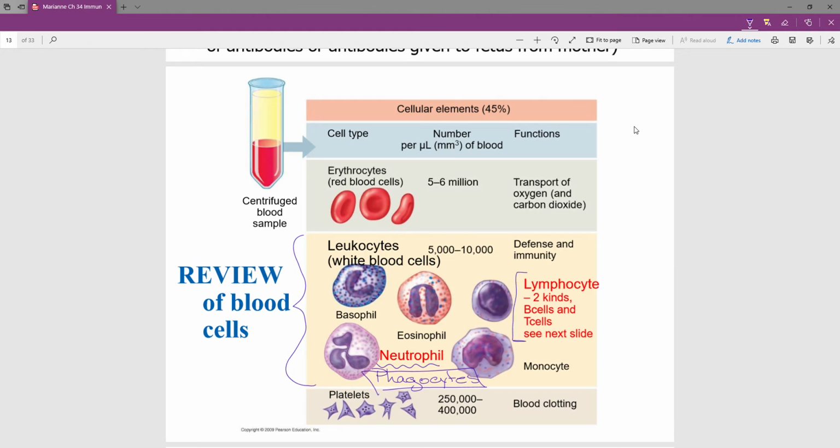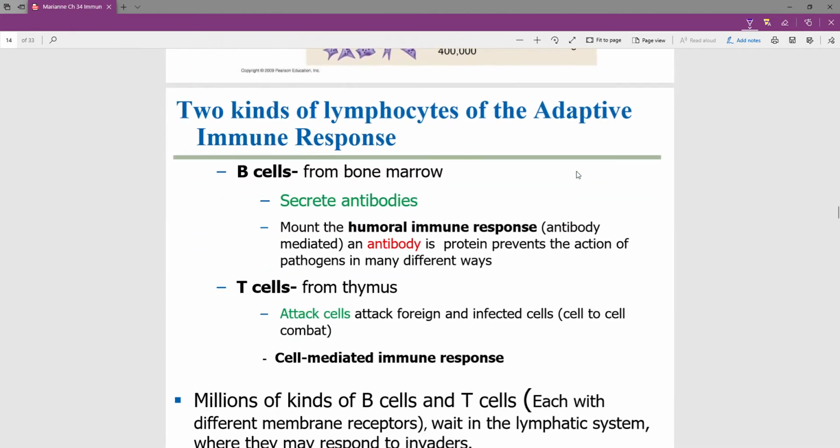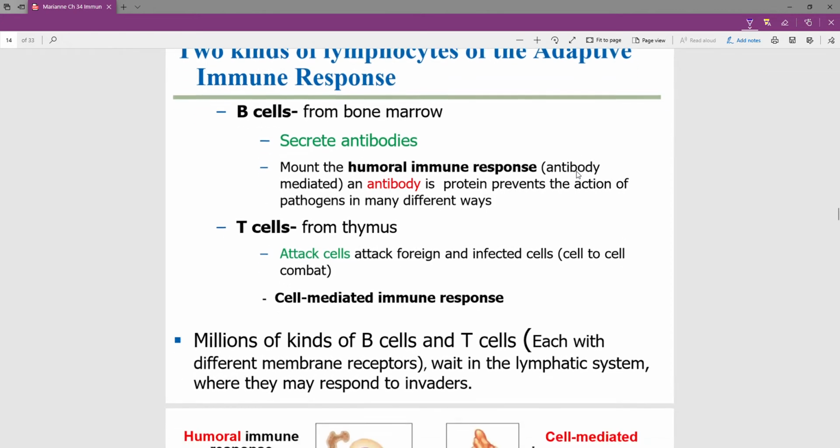There are two kinds of leukocytes in the acquired immune system. Sorry, I said the wrong word. Adaptive immune system. And the fancy name for the white blood cells of the adaptive immune system is lymphocytes. And there's two different kinds. We could have B cells and T cells. So we're going to talk a little bit more about those lymphocytes, the leukocytes of the adaptive immune response.